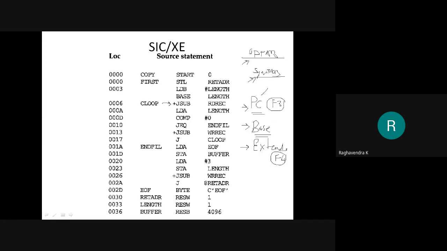So by default, we always start with PC relative addressing mode. Okay, we'll assume that it's PC. We'll try to assemble the instruction. If it gets assembled, then fine. If it doesn't, then we need to assemble using base relative addressing mode.